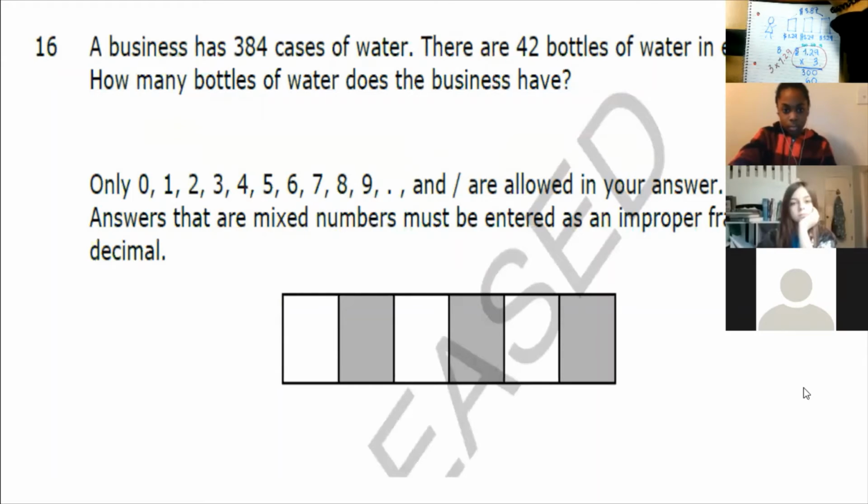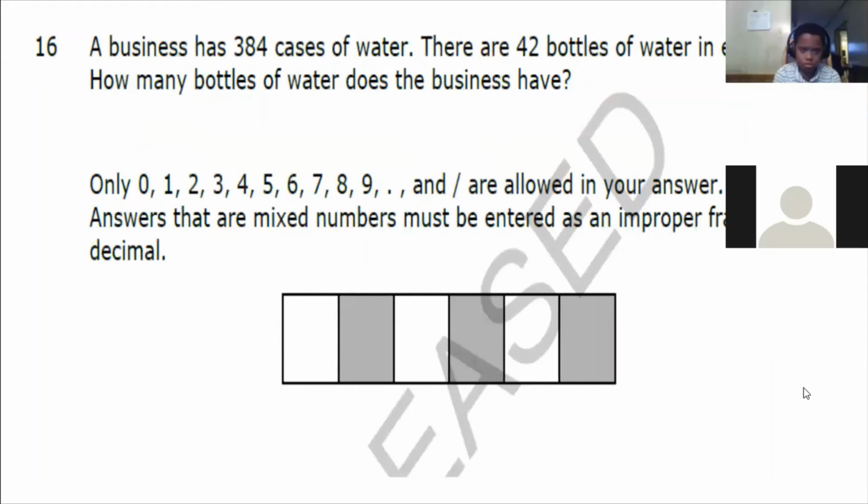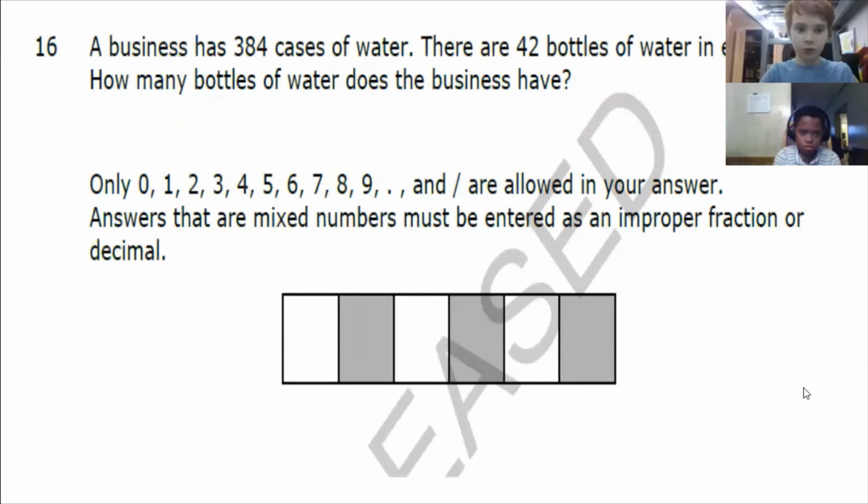Isabella. Okay, so for the first question we put division and multiplication, because we use that to get the answer. Okay, so you thought maybe division and multiplication. Great.